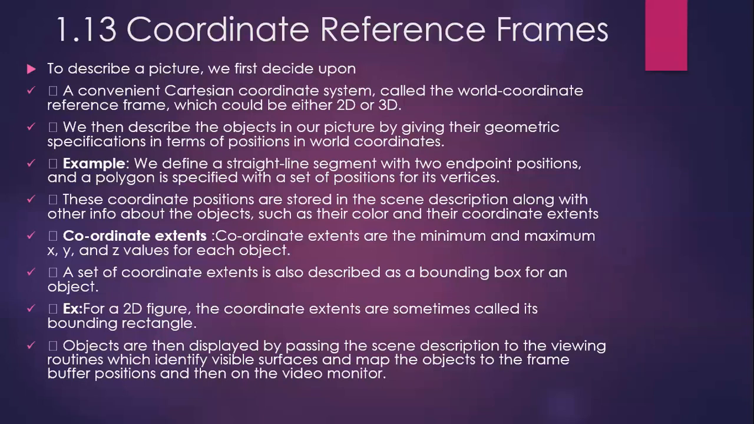Let us move on to the next topic, that is coordinate reference frames. To describe a picture, we first decide upon a convenient Cartesian coordinate system called the world coordinate reference frame, which could be either 2D or 3D. We then describe the objects in our picture by giving their geometric specifications in terms of positions in world coordinates.